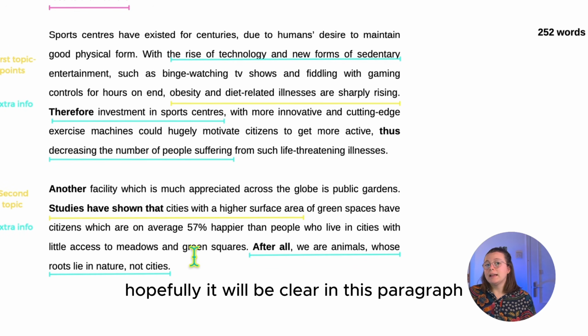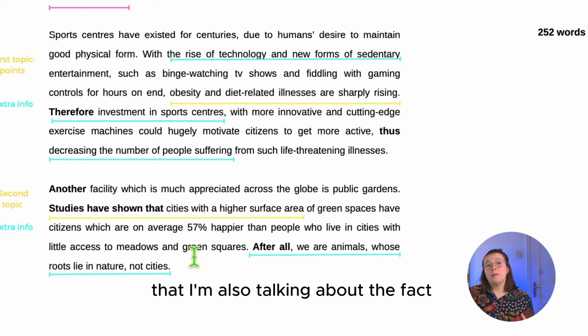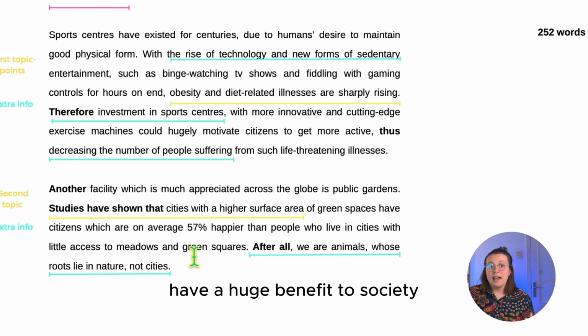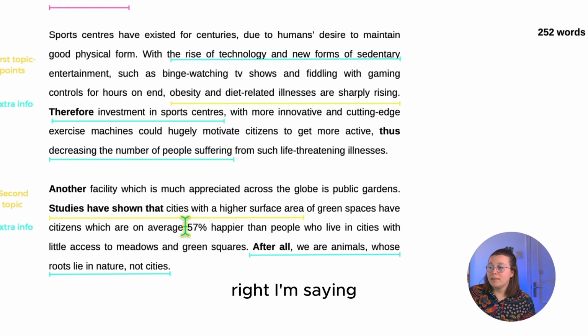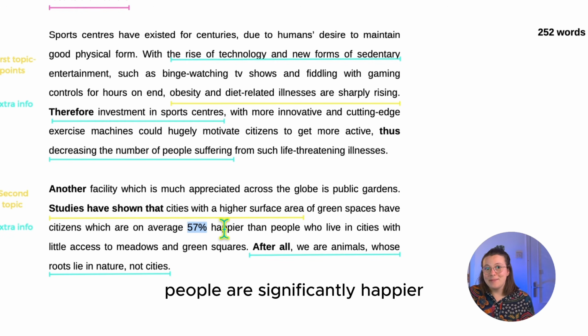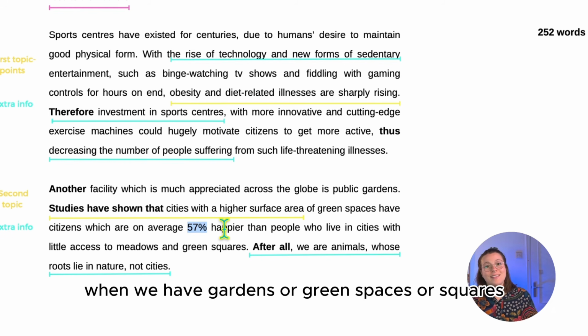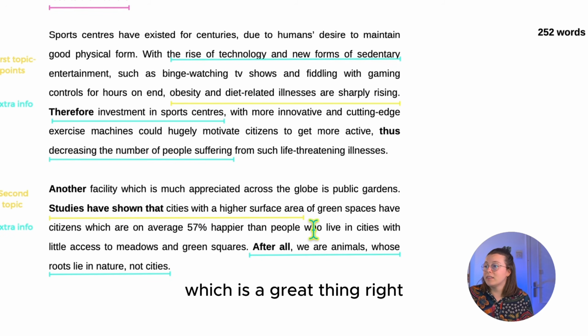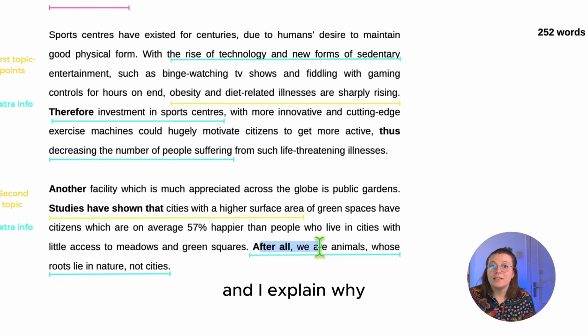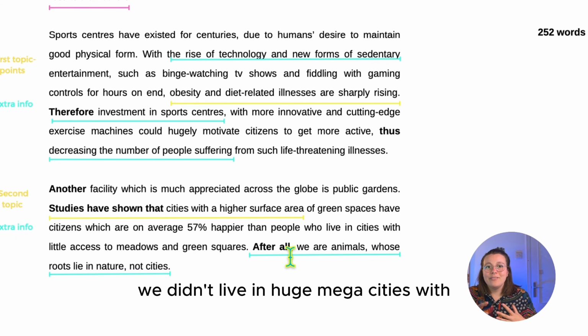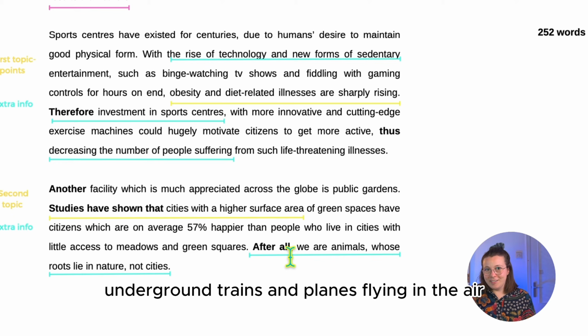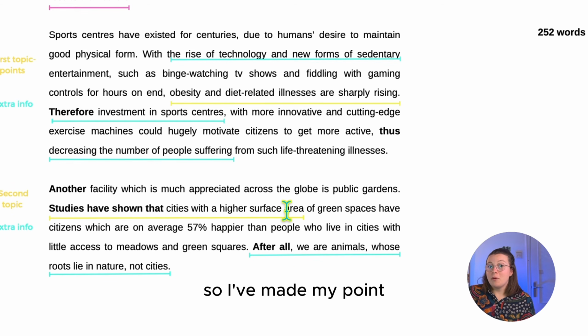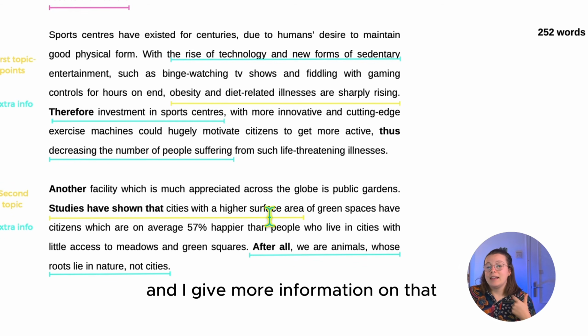Now, hopefully it will be clear in this paragraph that I'm also talking about the fact that green spaces have a huge benefit to society, right? I'm saying people are significantly happier when we have gardens or green spaces or squares close to us, which is a great thing, right? And I explain why we are happy because of that reason. We are animals. Our past is in nature, right? 10,000 years ago, we didn't live in huge mega cities with underground trains and planes flying in the air. So I've made my point. I say people are happier and I give more information on that particular point.